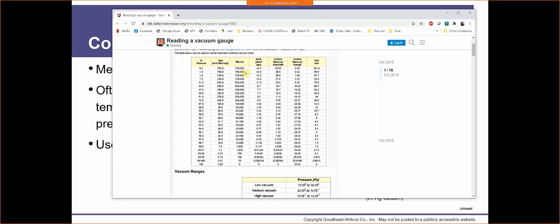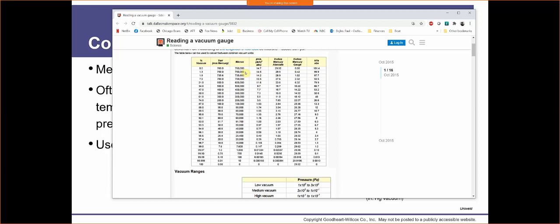Why is this critical? Well, it's critical because we're evacuating our systems. We're making sure that there's no moisture. Everything's out of there up to the point where we're really hitting 500 microns, okay? Sometimes 250, depending on how deep of a vacuum we're really pulling.